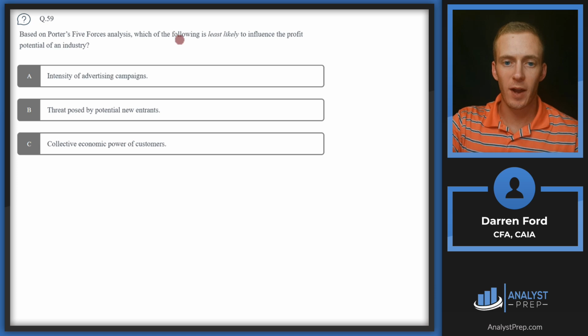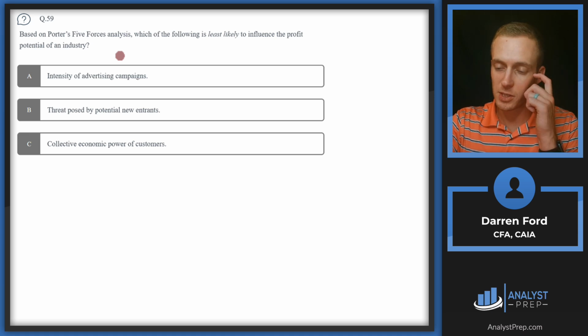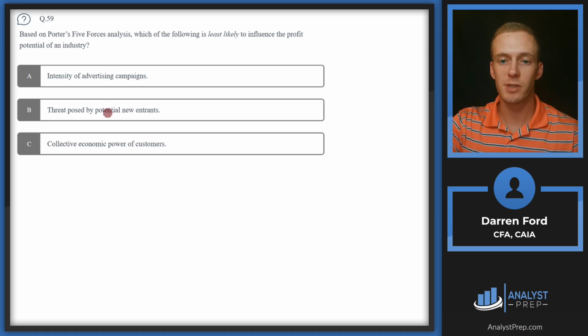Question 59. Based on Porter's five forces analysis, which of the following is least likely to influence the profit potential of an industry? So as a reminder, Porter's five forces are essentially power of suppliers, power of customers, threat of substitutes, threat of new entrants into the industry, and rivalry of existing competitors.